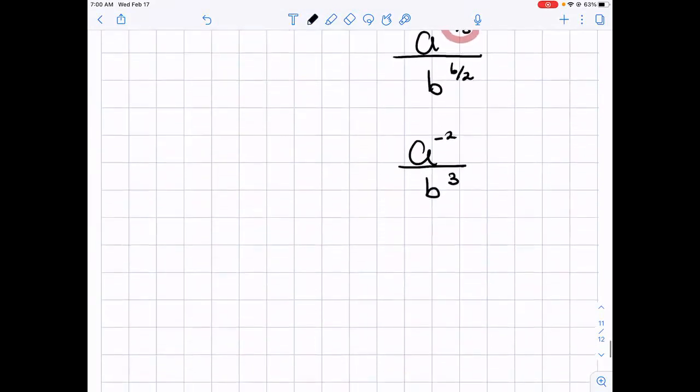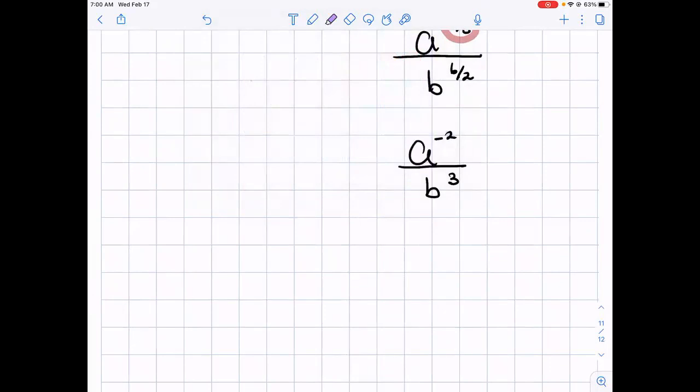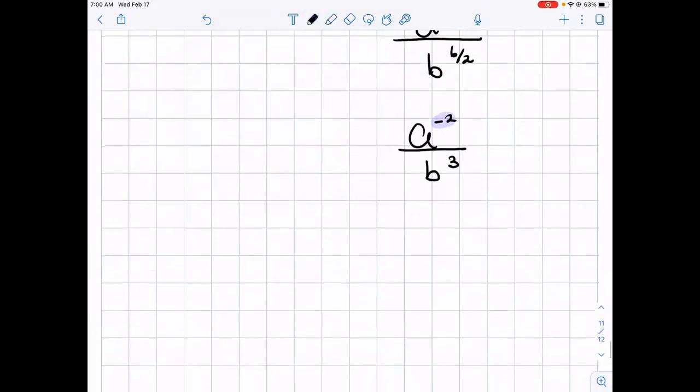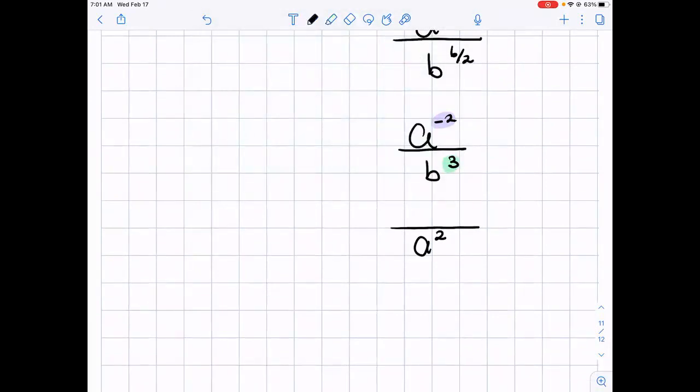Now, in one of my previous videos, what I said is, if negative is on the numerator, you cannot leave any answer with a negative power. Cannot do that. So what we do, if it's negative in the numerator, bringing it to the denominator makes it positive. The power on the b is already positive, so that stays where it is.